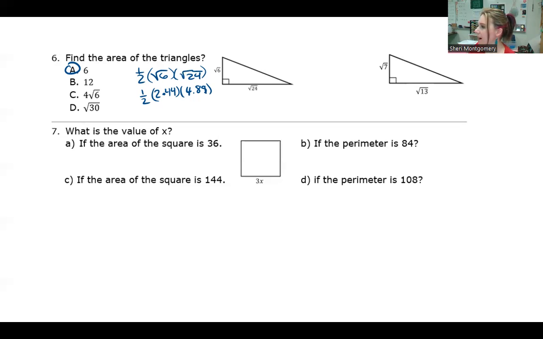What did you guys get? What did y'all get for that one? Yep, I would say 4.77.